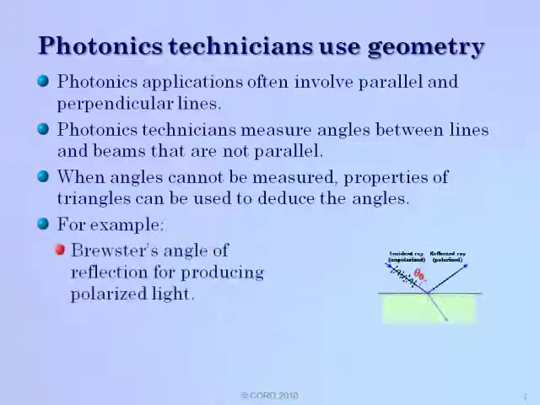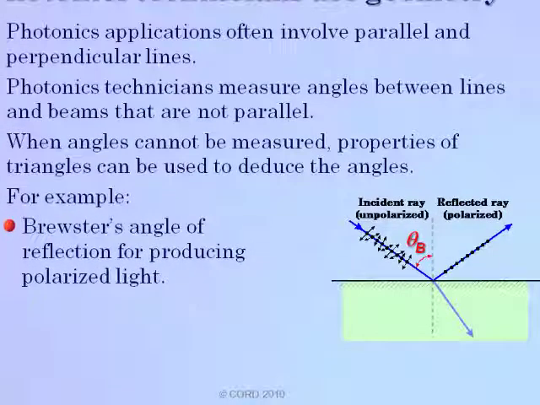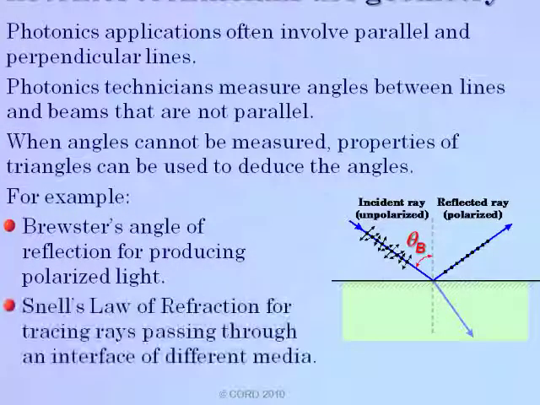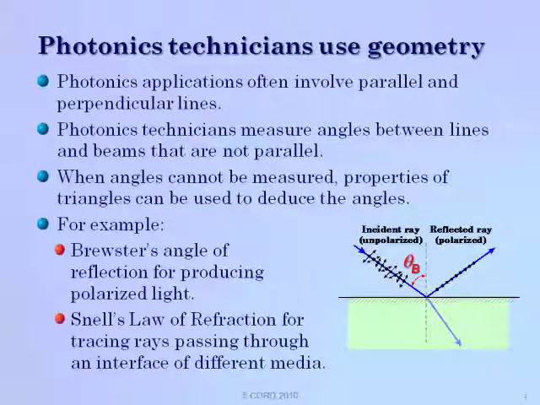For example, you have Brewster's angle for reflection for producing polarized light. Or you have Snell's law of refraction for tracing rays that pass through an interface of different media. All of those will involve determining and measuring angles.